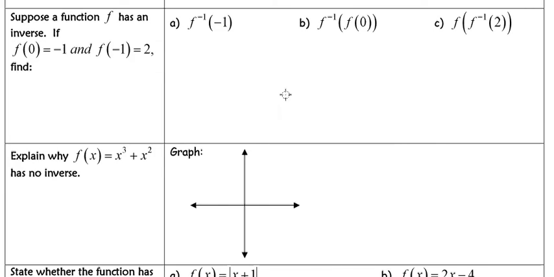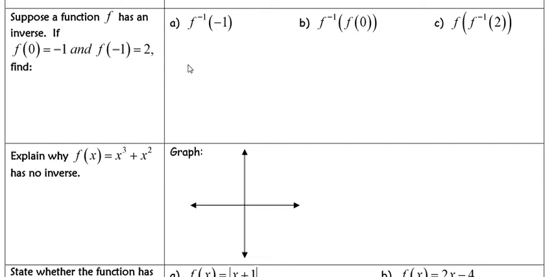All right, here we go. Suppose a function f has an inverse. If f of 0 equals -1 and f of -1 equals 2, find a, b, and c. And remember, an inverse undoes the previous function. It gets you back to where you started.